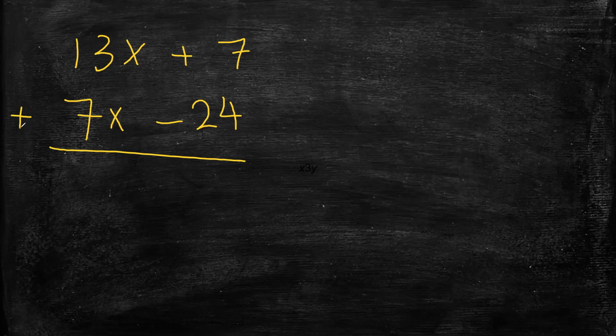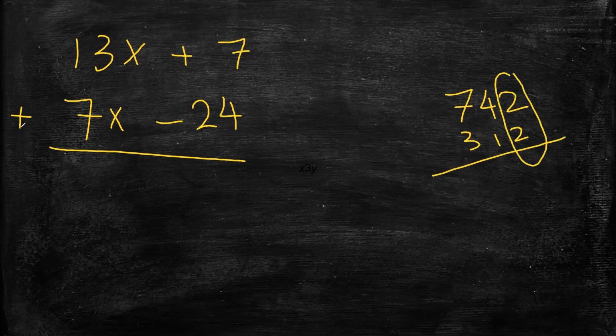We put tens under tens, ones under ones, and hundreds under hundreds. Like 742 plus 312. You must add the ones with each other, the tens with each other, and the hundreds with each other. Here we have to do the same. You have to add the constant. We have to add the variables to the same power.